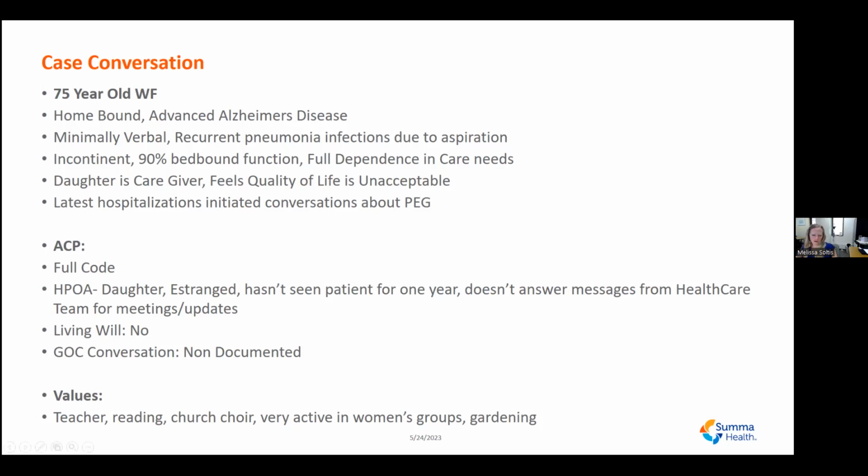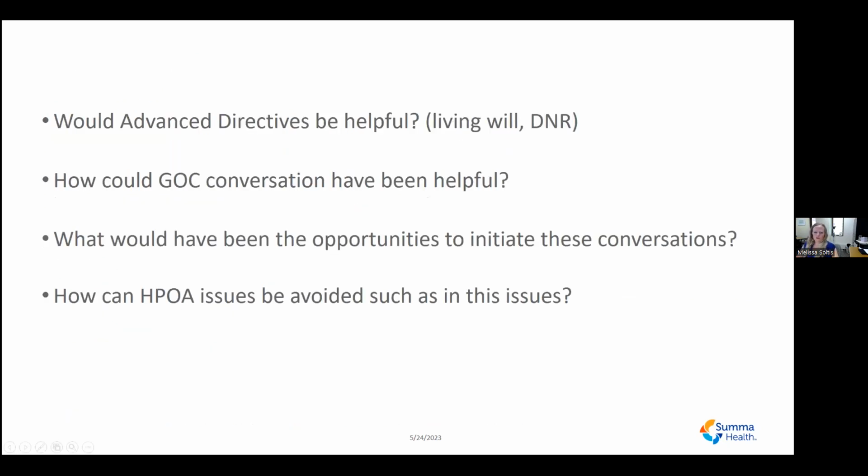And under her values, her daughter said her core values, she was a teacher, an avid reader. She loved singing in her church choir. She was incredibly active in her women's group, her Bible study, and she loved her vegetable gardening. So, on that note, would advanced directives be helpful? Advanced directive documents. Any thoughts?